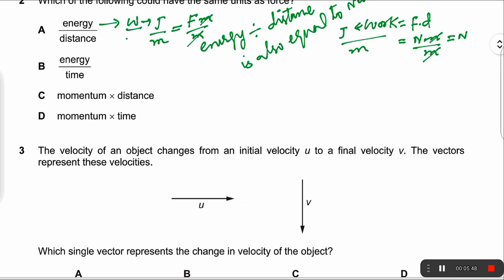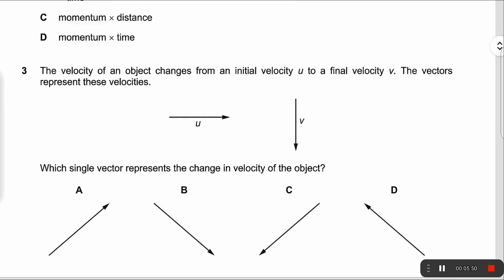Now there is third question. Third question is here, the velocity of an object changes from an initial velocity u to final velocity v. The vectors represent these velocities. Two velocities are represented. This u is known as initial velocity. And this one is known as final velocity. You know it very well.